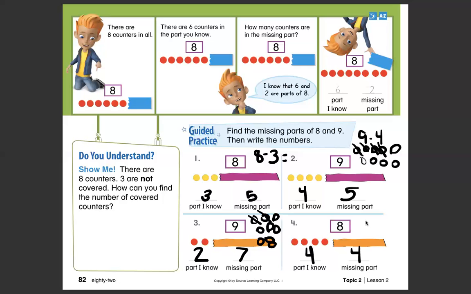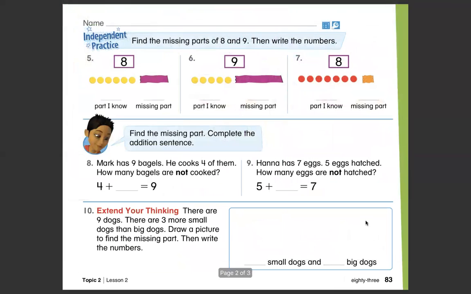Great thinking, kiddos. You are so ready for first grade. All right, if you have done page 82 with me, let's move on. If you have not and you're still working, that's okay. Hit the pause button.